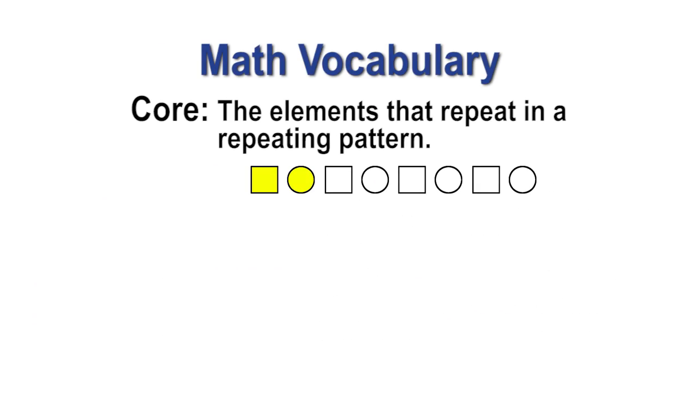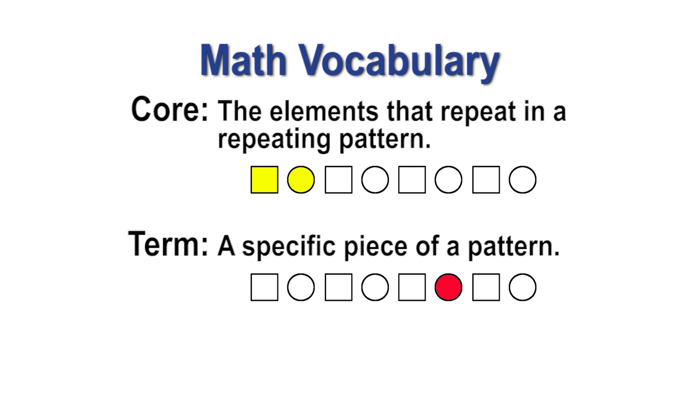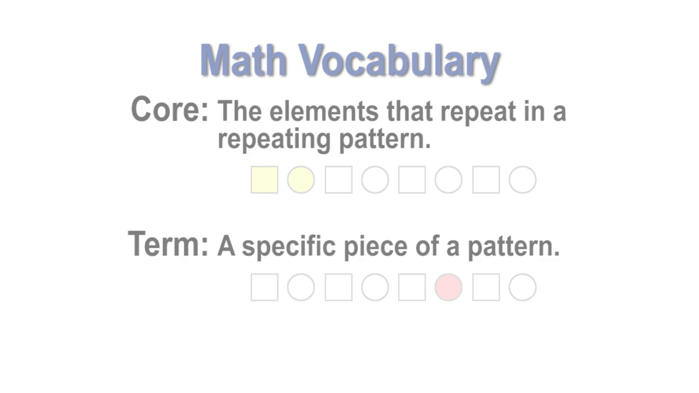In previous lessons, we learned about repeating patterns. Just as a reminder, the part of the pattern that repeats over and over again is called the core. A specific piece of the pattern is the term number.